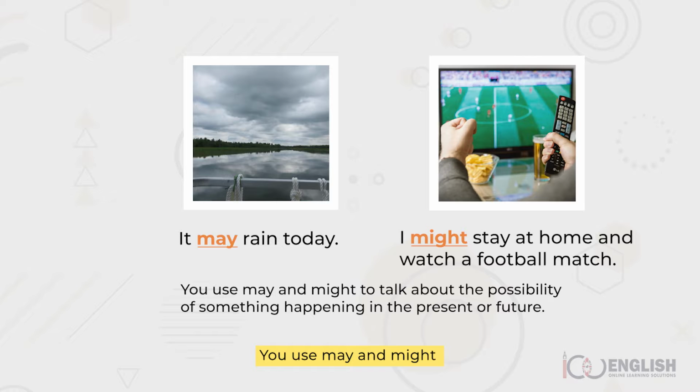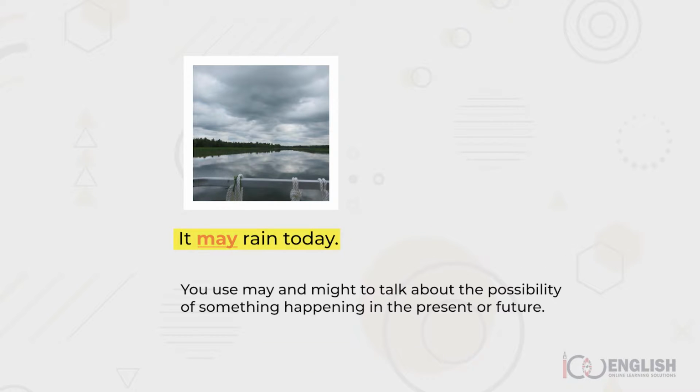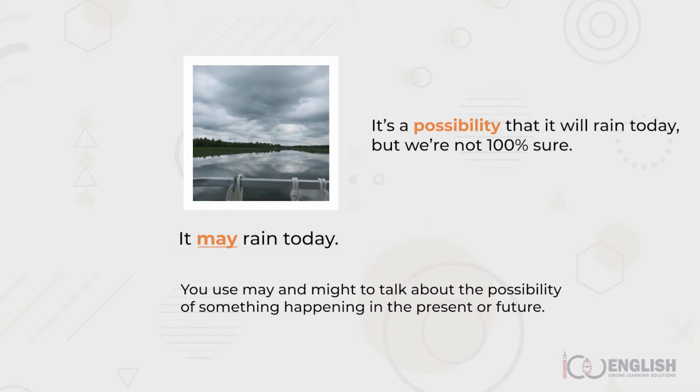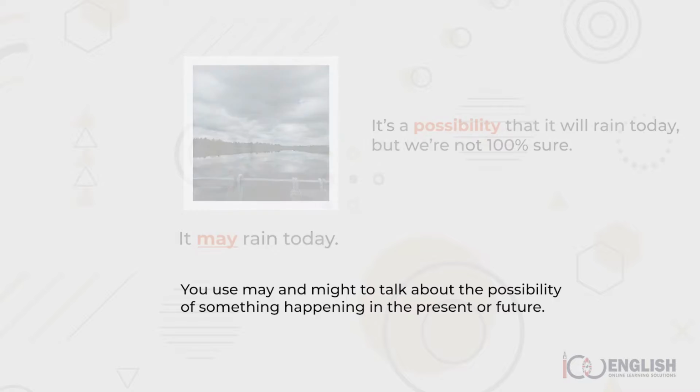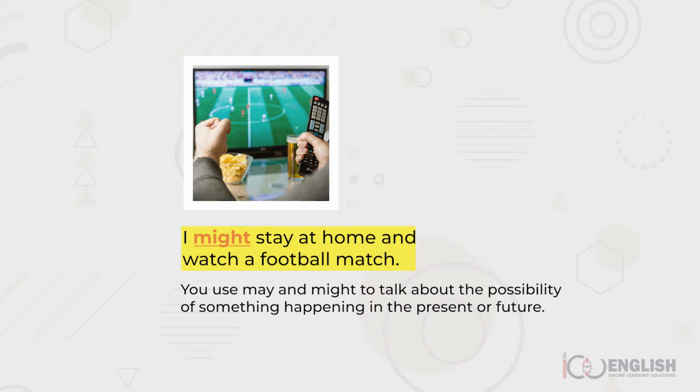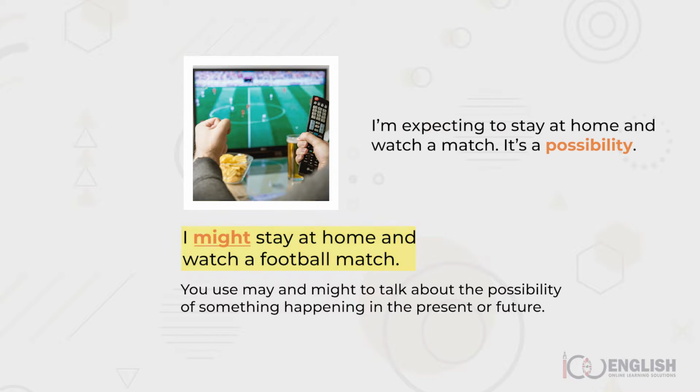You use may and might to talk about the possibility of something happening in the present or future. It may rain today. It's a possibility that it will rain today, but we're not 100% sure. I might stay at home and watch a football match. I'm expecting to stay at home and watch a match. It's a possibility.